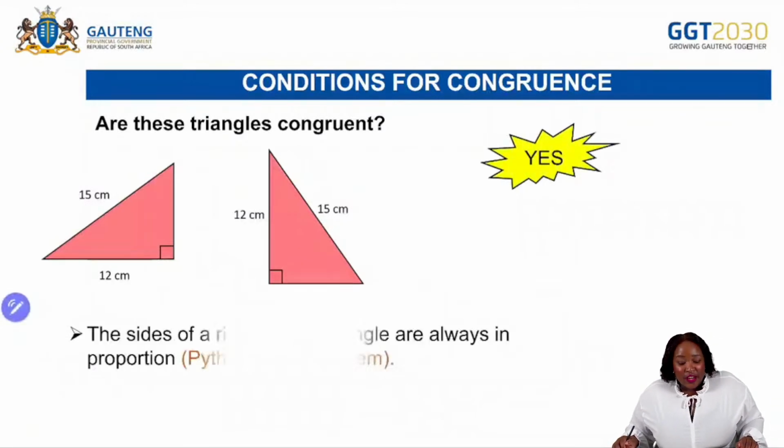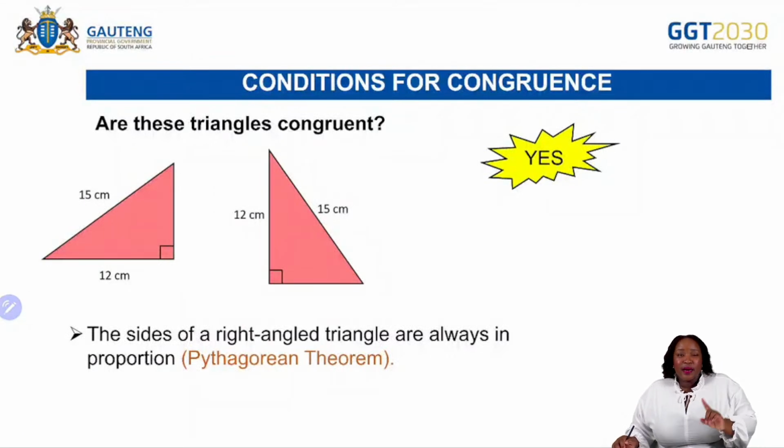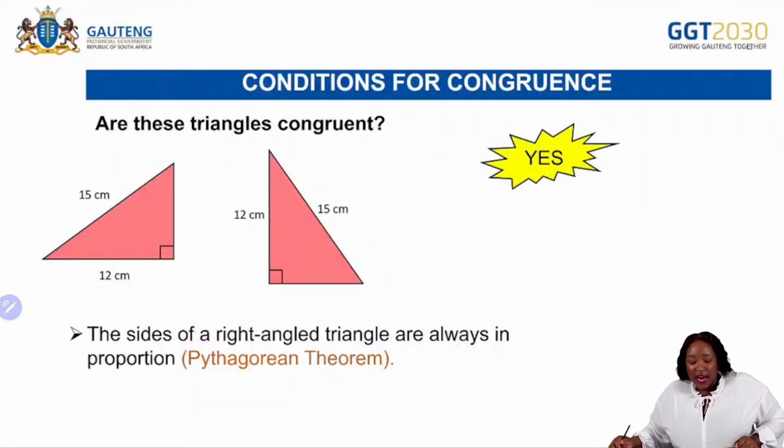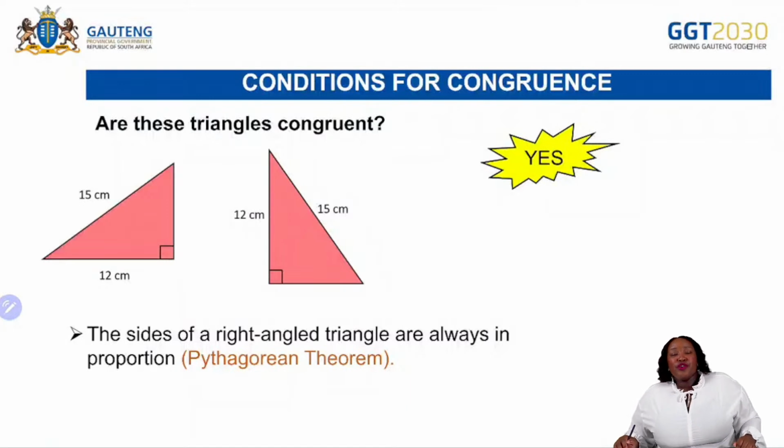Definitely, these triangles are congruent, right? Think about it. Because these are right angle triangles, you know that according to Pythagoras, your right angle triangle will have a specific proportion. Hence, we are able to use the hypotenuse squared is equal to the sum of the two sides squared, right? Okay.